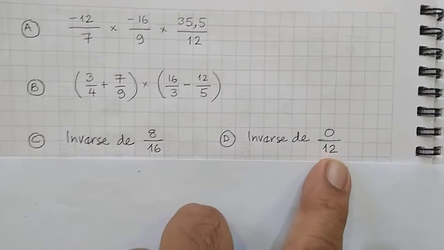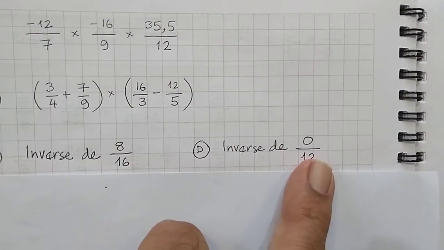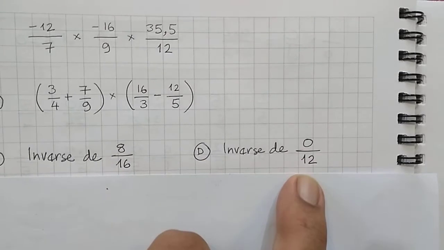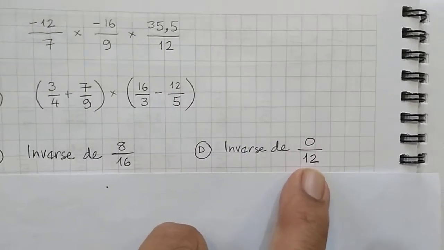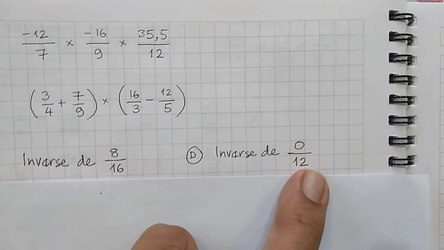In any case, 0 over 12 is equal to 0. So you cannot divide any number by 0. Rather, even 12 you cannot divide. No number you can divide.